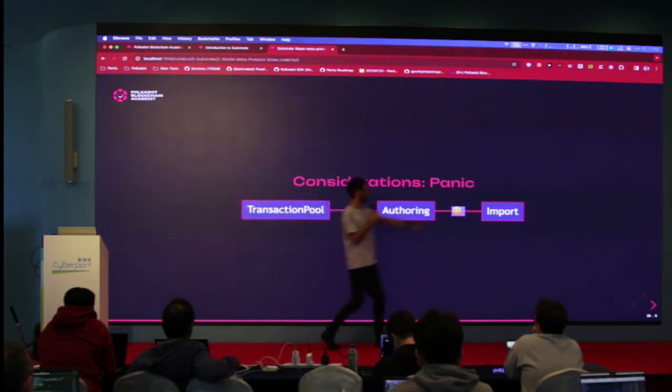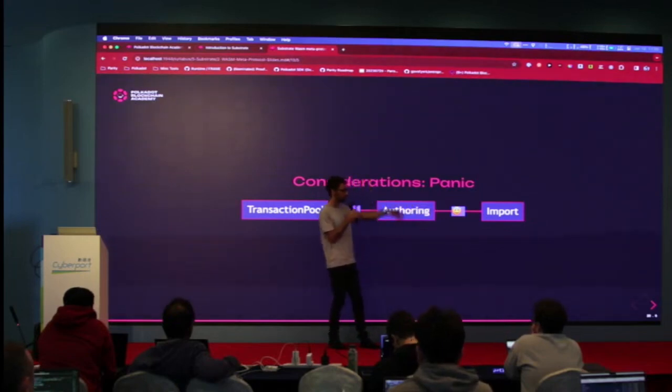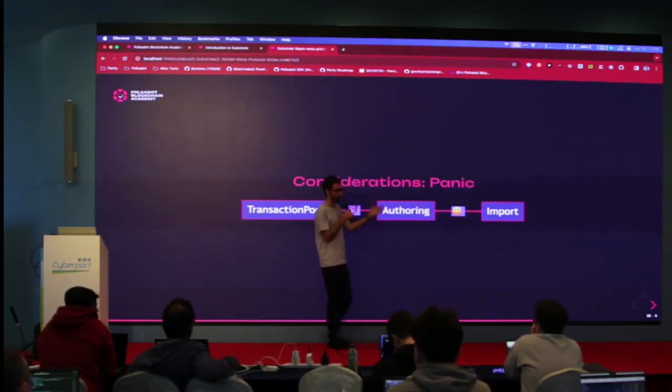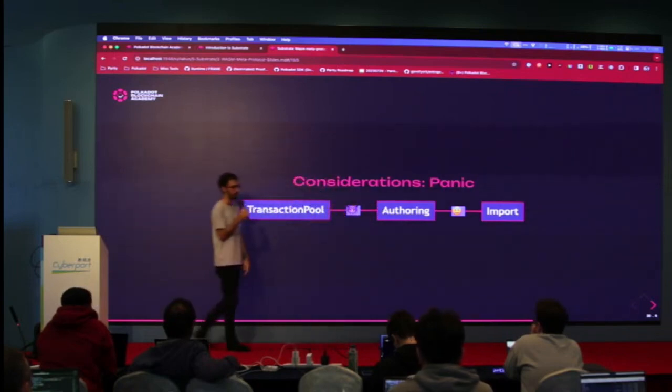And then the other consequence is something that you're more familiar with. Whenever you're importing a block, you absolutely re-execute all the checks and all the transactions because you don't trust the author to have done their job correctly.